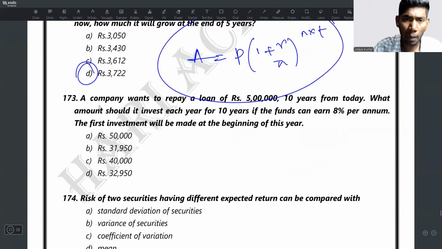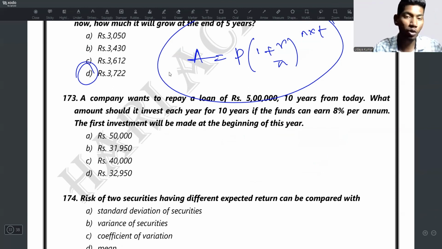Next question: a company wants to repay a loan of rupees 5 lakh 10 years from today. What amount should it invest each year for 10 years if the funds can earn 8% per annum? The first investment will be made at the beginning of this year. Since this question involves equal investments with the first payment at the beginning of the period, it uses the future value of annuity due formula. So try to solve this question with the annuity due formula.